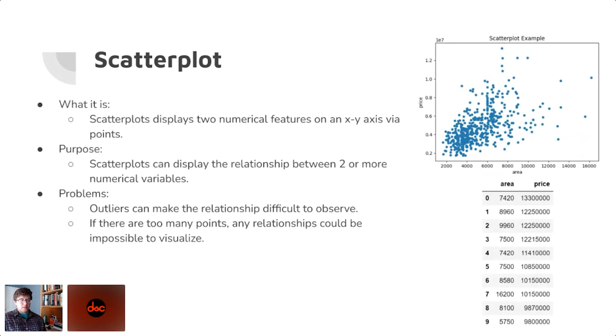A scatter plot is used to display the relationship of two numerical features. So you essentially have, I'm sure you've encountered this sometime, the X and Y plane. You have one feature on the X and one feature on the Y, and both of these are used to generate points on this plane. And those points are used to essentially show a relationship between these two numerical features.